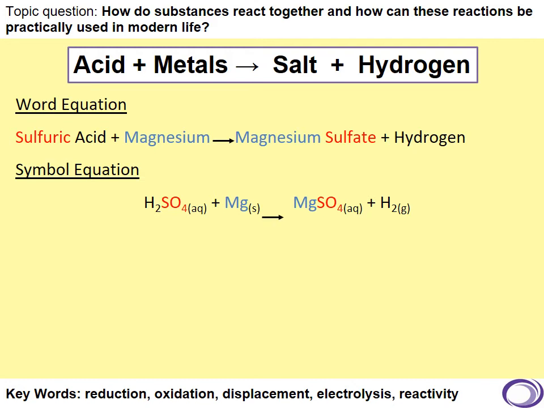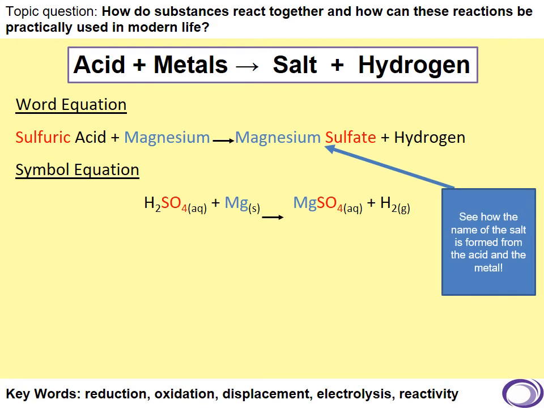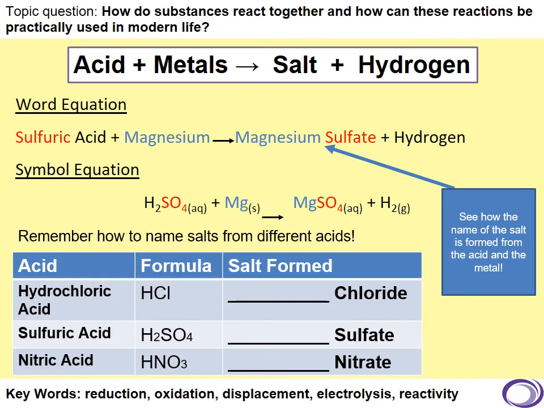We give an example here then. So we've got sulfuric acid reacting with magnesium metal to produce magnesium sulfate, that's the salt, and hydrogen. And here is also shown the symbol equation. The name of the salt is formed from the acid and the metal. So the second part of the salt comes from the acid, and hydrochloric acid will form chlorides, sulfuric acids will form sulfates, and nitric acids will form nitrates.